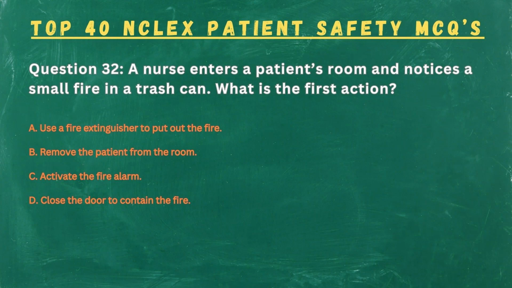Question 32. A nurse enters a patient's room and notices a small fire in a trash can. What is the first action? A. Use a fire extinguisher to put out the fire. B. Remove the patient from the room. C. Activate the fire alarm. D. Close the door to contain the fire. Answer. B. Remove the patient from the room.